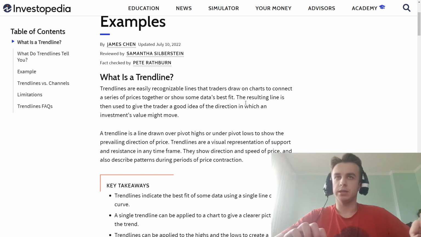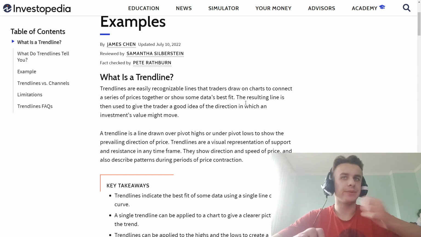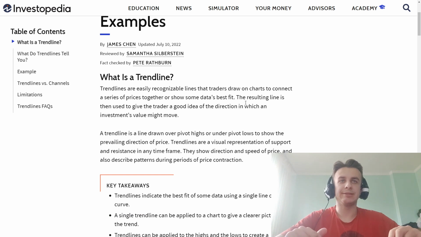A trend line is an easily recognizable line that traders draw on a chart to connect a series of prices together or show some data's best fit. The resulting line is then used to give the trader a good idea of the direction in which an instrument's value might move.